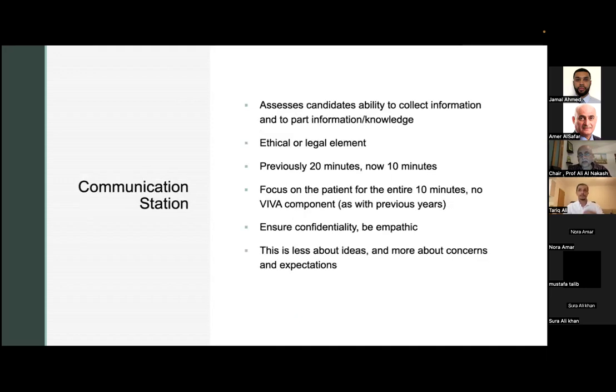Next slide. The communication stations often made people feel very uncomfortable. It's now 10 minutes only, as opposed to the 20 minutes that it was before. And I think this makes it quite challenging. This is the ability to draw information from your patient, but also to engage with them, what their ideas, their concerns, their expectations are. And it's focused the entire 10 minutes on the patient. Previously, there was a Viva component, particularly in the last 4 or 5 minutes in a 20-minute slot, that allowed you to have an interaction with the examiner. That does not exist anymore.